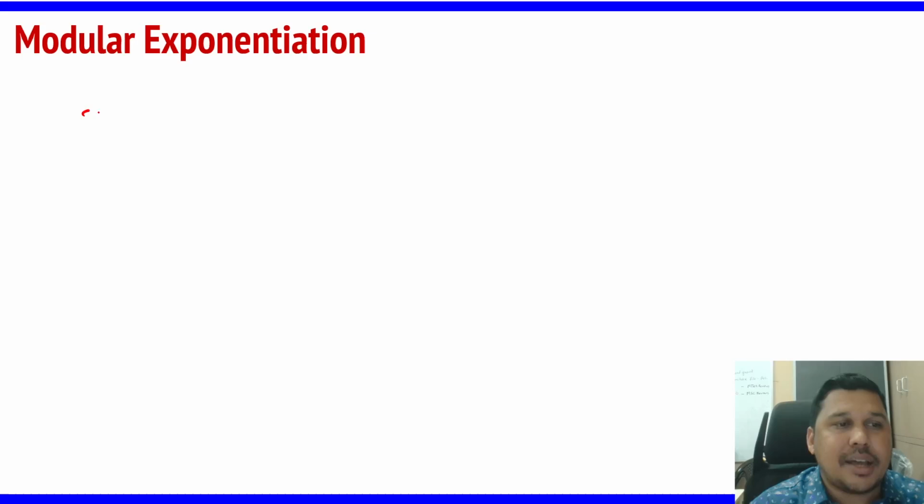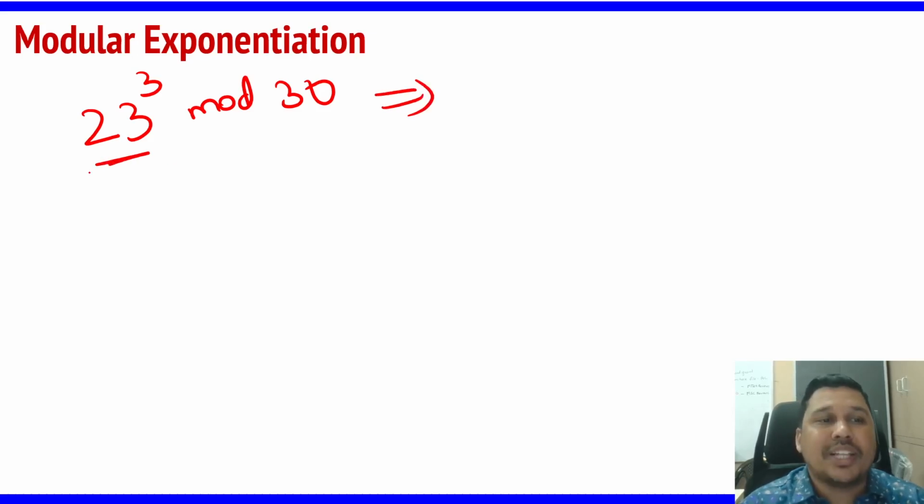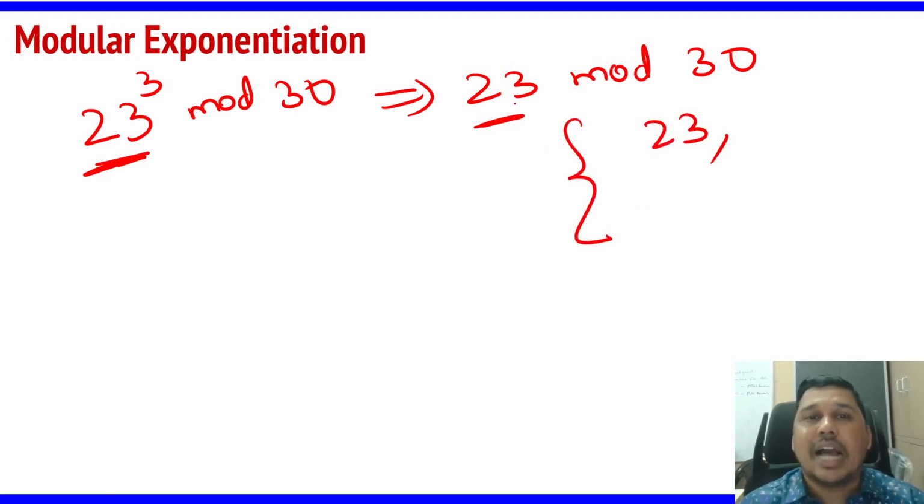Again, let's take a simple example, 23 power 3 mod 30. I want to simplify this expression. I don't want to calculate 23 into 23 into 23. What I will do is calculate 23 mod 30. What is 23 mod 30? Since it is a lower number, I will get two answers. One answer is 23 as it is, the other is 23 minus 30, that is minus 7. Among these two, which one is smaller? 7 is smaller, therefore this answer will be minus 7.